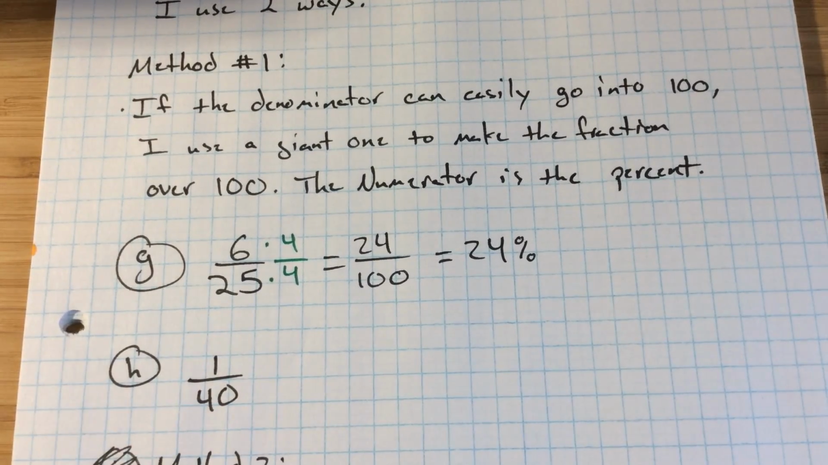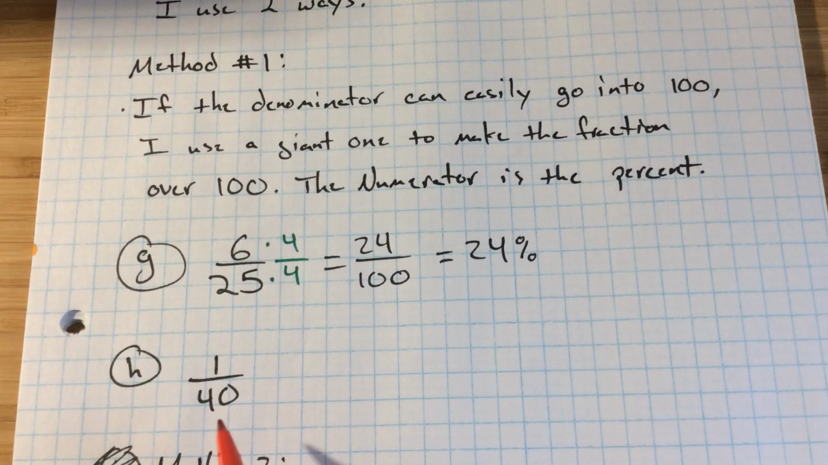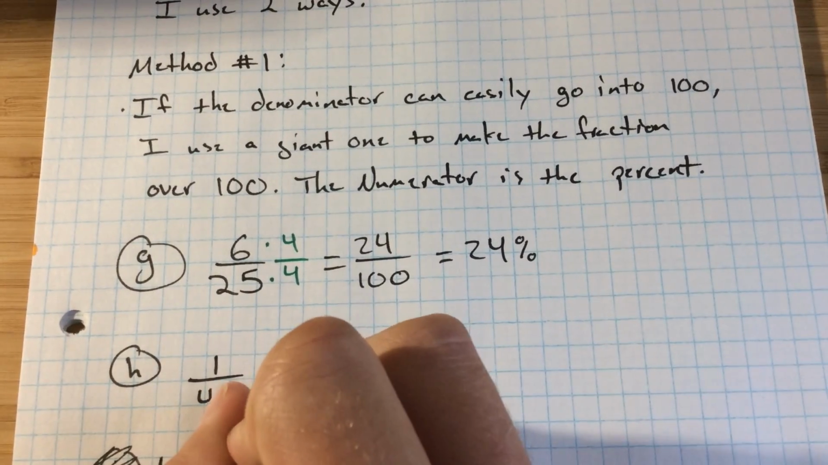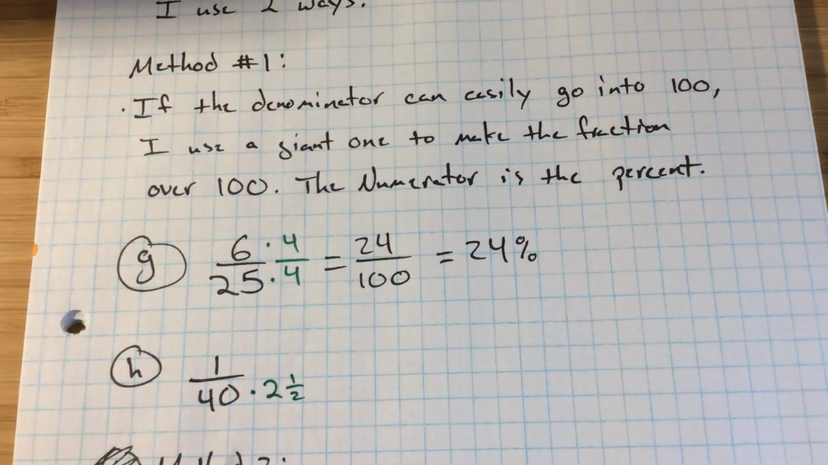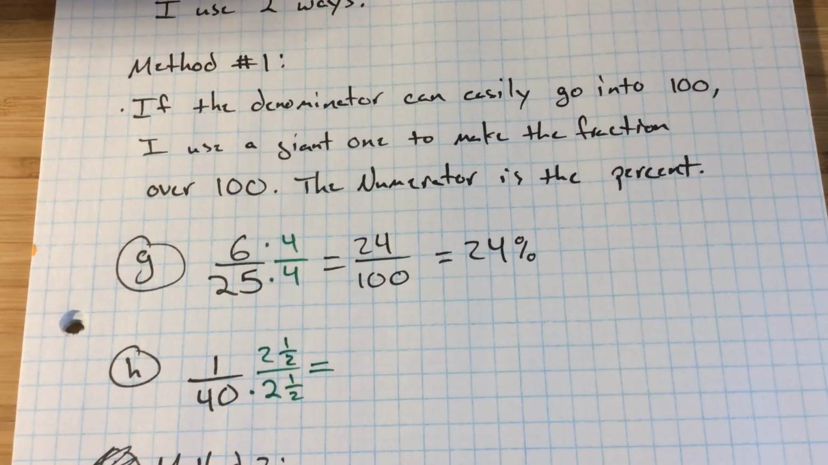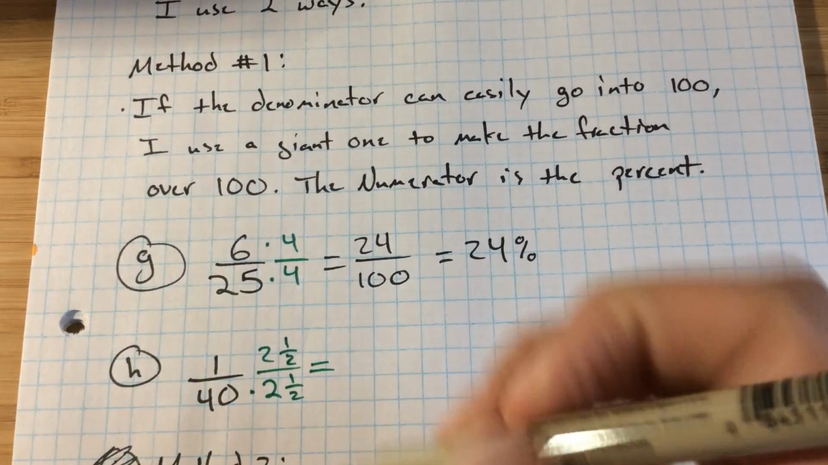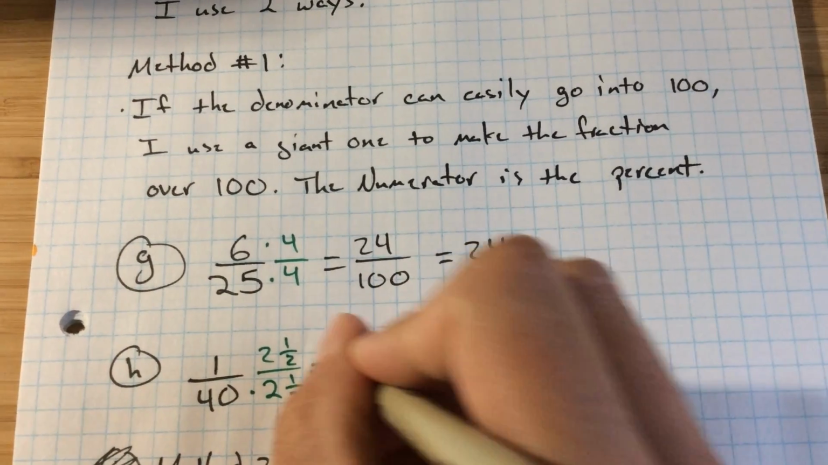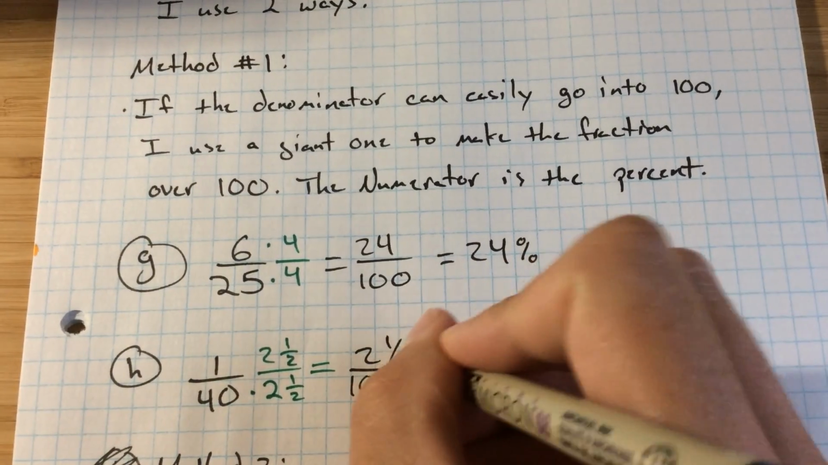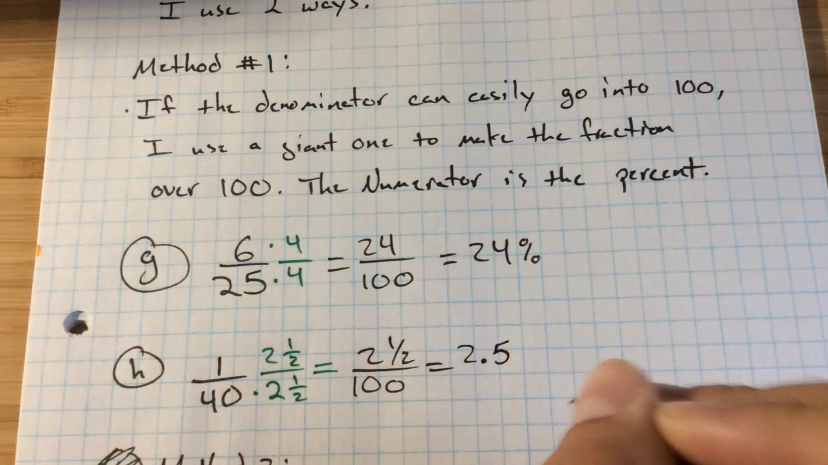And the reason for that is I know, even though 40 doesn't go evenly into 100, I know that if I multiply 40 by 2.5, it's going to make 100. So I'm going to do that on both top and bottom. And this is honestly one I would just do in my head. So this is 100. 2.5 times 1 is just 2.5. I'm going to switch that to its decimal, so 2.5.